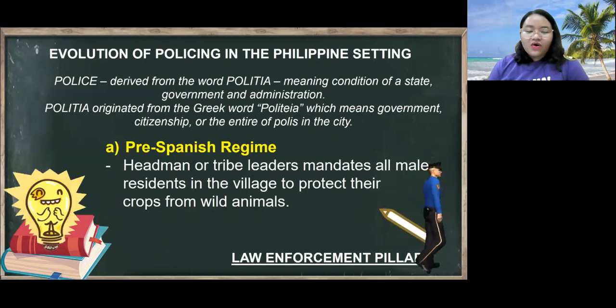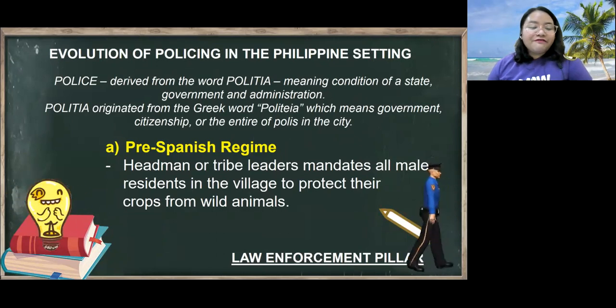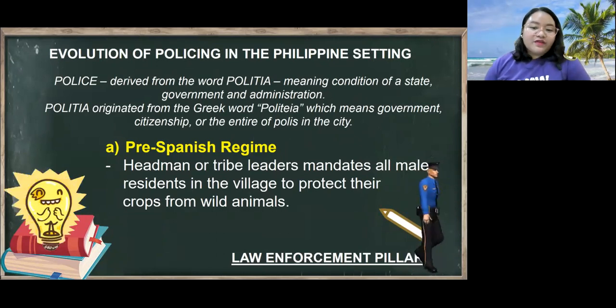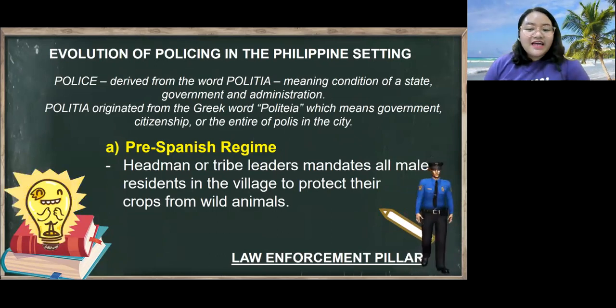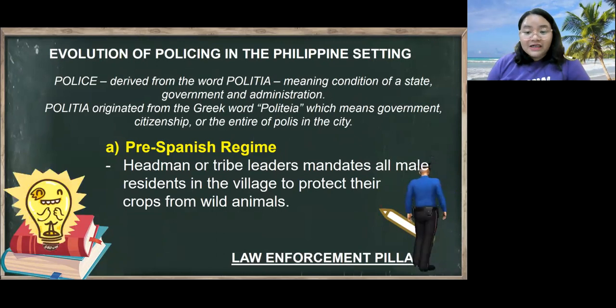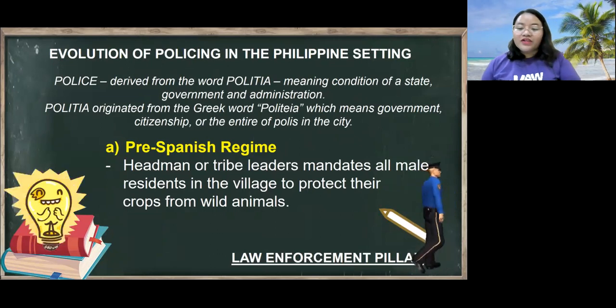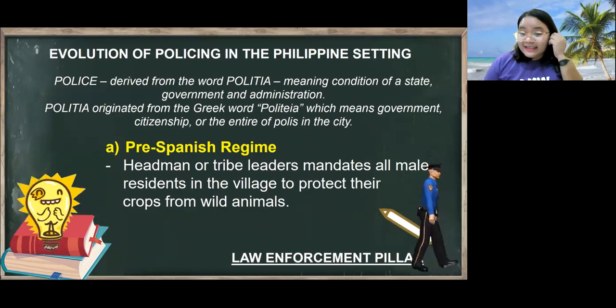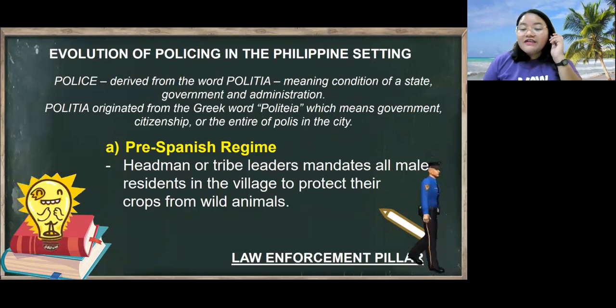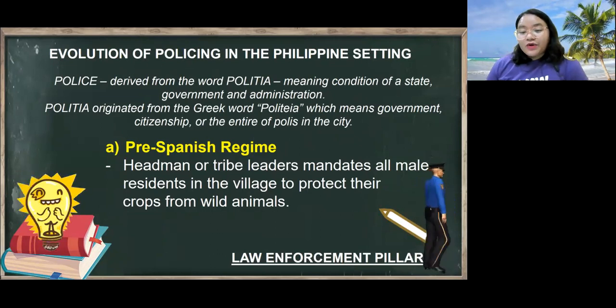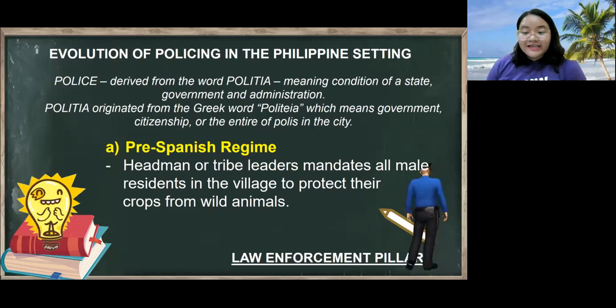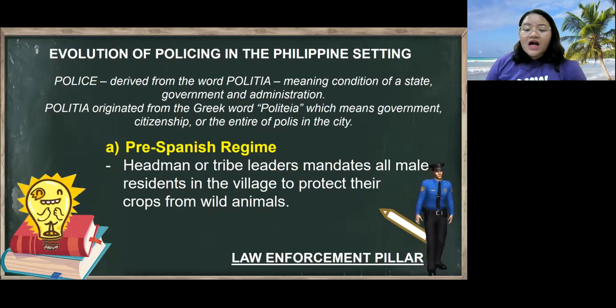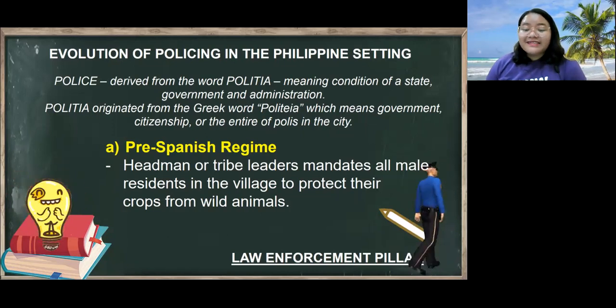As I was saying a while ago, in the Philippine setting, the first pillar consists of the police. And the primary police agency that symbolizes the law enforcement pillar is the Philippine National Police. Now, to be able to understand how the PNP evolved as the leading law enforcement agency, the evolution of the police service in our country might be able to help you. For that, I will have first a summary discussion on the evolution of policing in the Philippine setting.